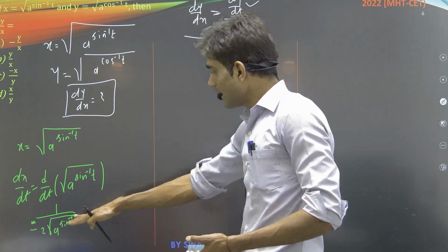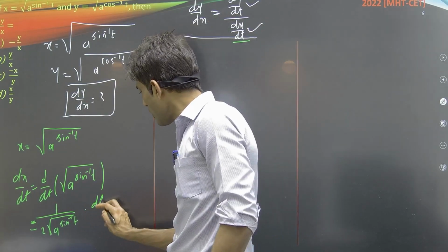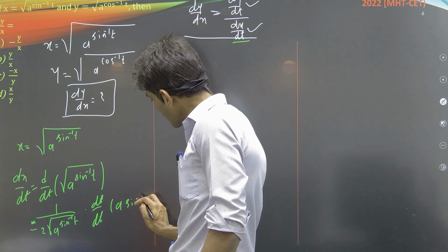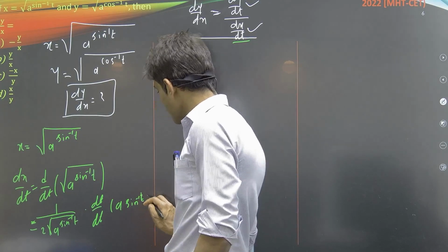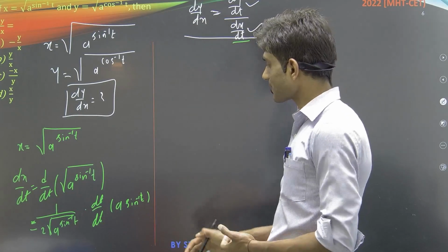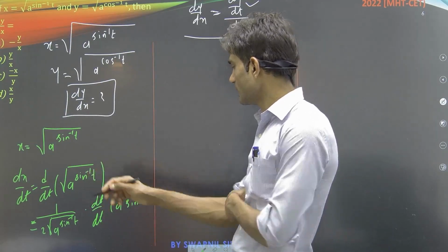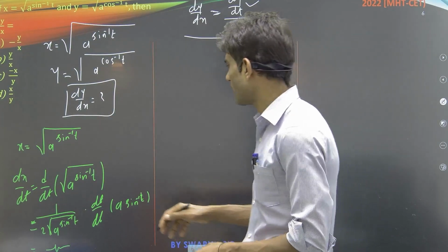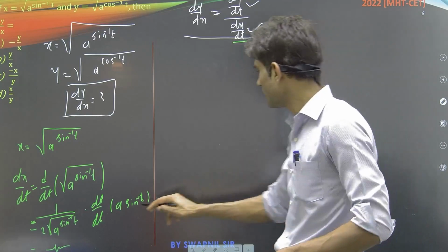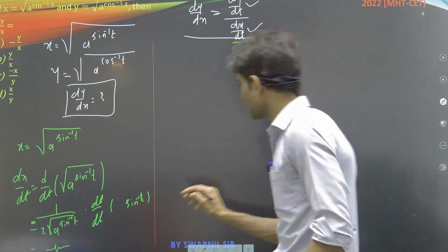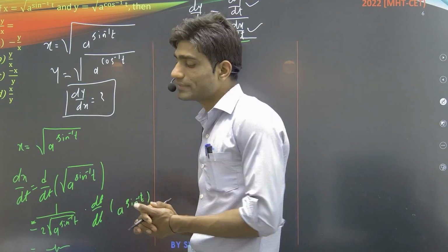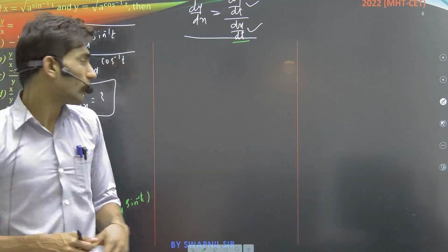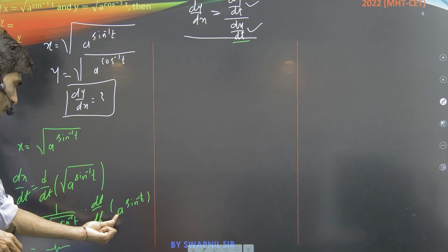Then after that we have to differentiate d by dt of a to the power sine inverse of t. Let's go for finding the next differentiation. First part, keep as it is. Differentiation of a to the power sine inverse of t, and we know that differentiation of a to the power x is a to the power x log a. That means it is completely a constant term a.